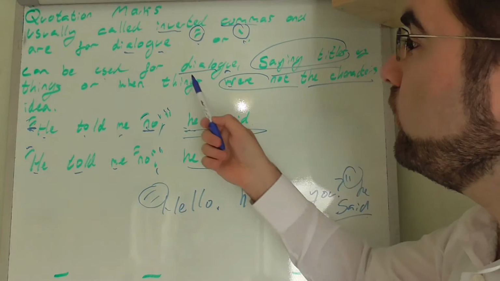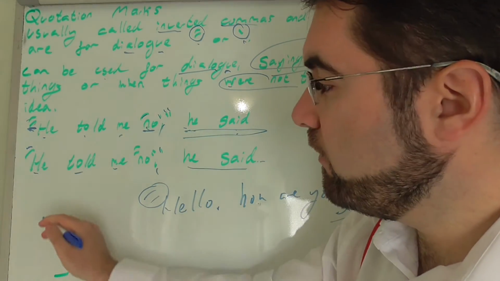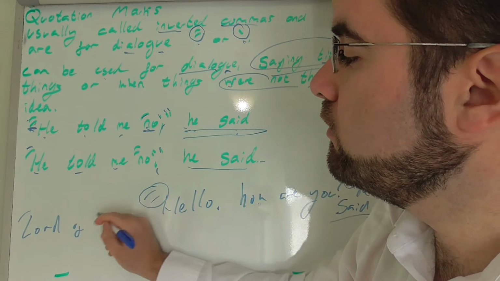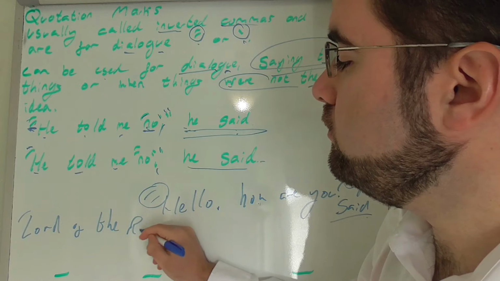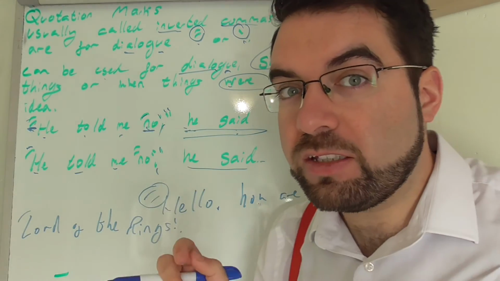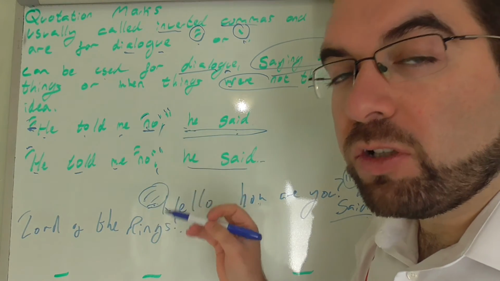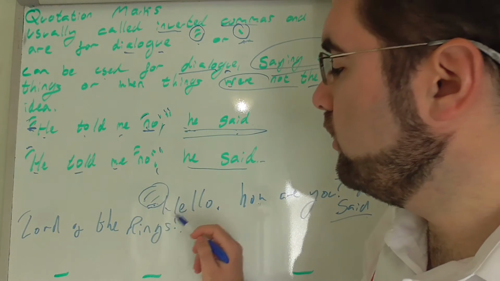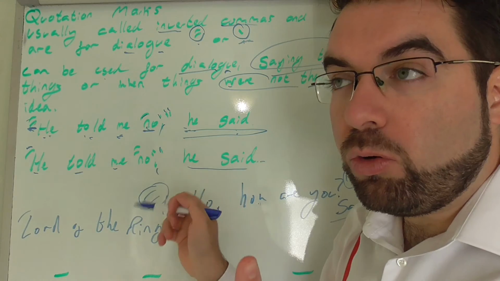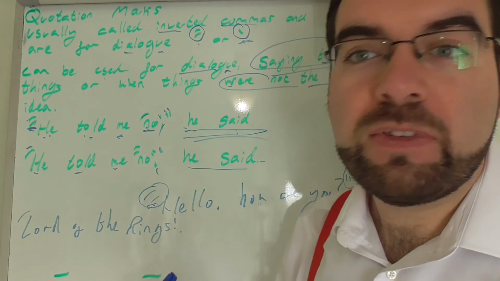But we can also use it for titles of things. So if we say, like, The Lord of the Rings, it would be in quotation marks, Lord of the Rings, but the opposite. So if I'm using the two quotation marks for dialogue, I'll use the singular one for titles. He told me it was called The Lord of the Rings, he said. Makes sense.